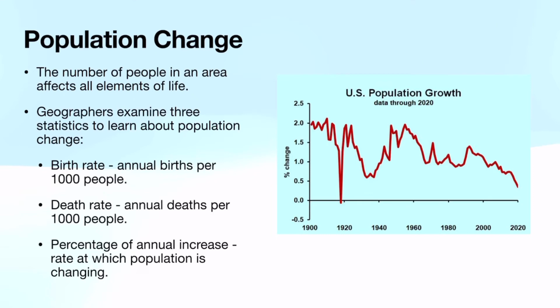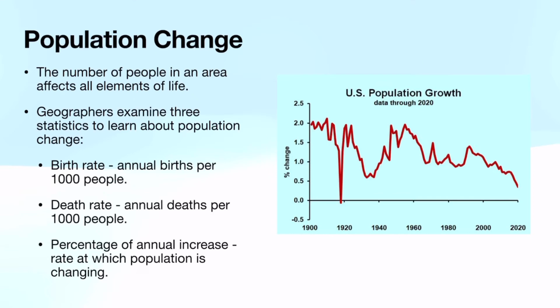Geographers track changes in populations by examining important statistics, studying movement of people and analyzing population trends. In order to track population changes, geographers study three main statistics, and they can be seen here on the screen.